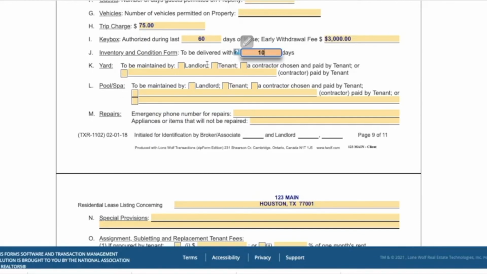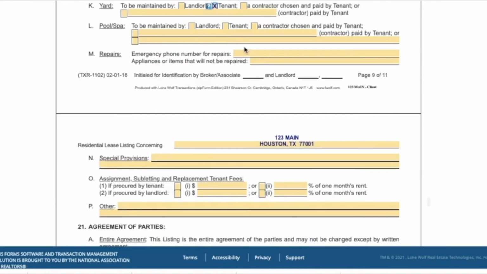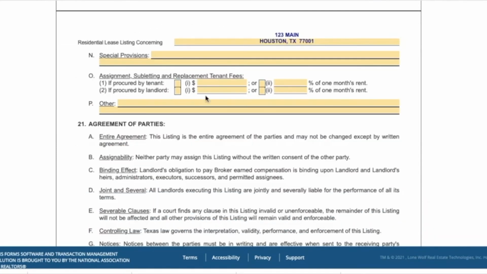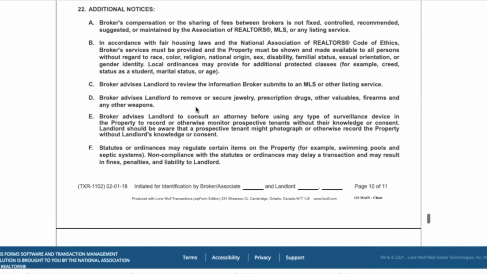Yard to be maintained by, typically it's the tenant or maybe there's a contractor involved. List the phone numbers for who the tenant needs to call for repairs. Typically I leave this blank. Consult your risk management officer if you have any additional questions about that. And that's it.